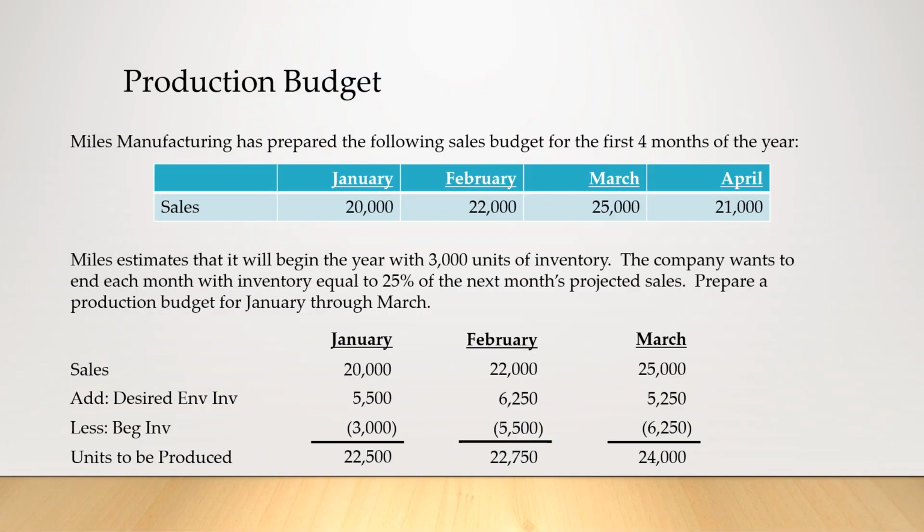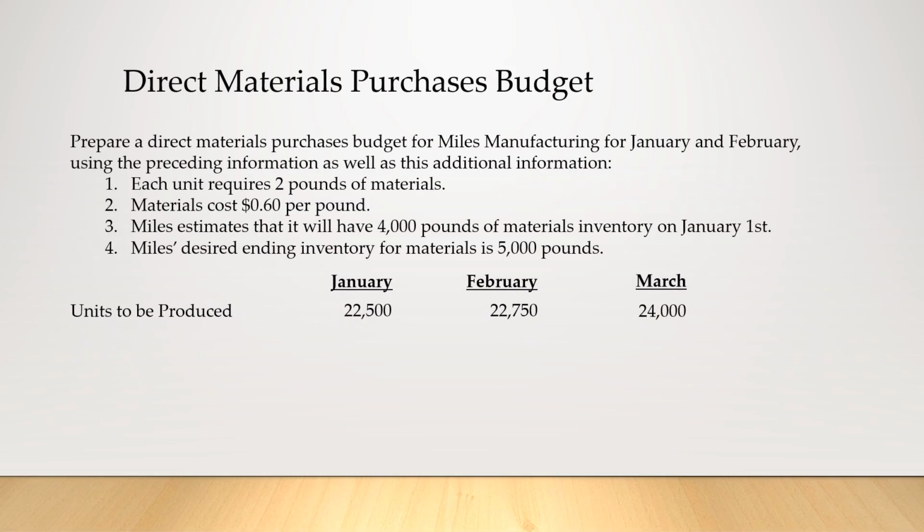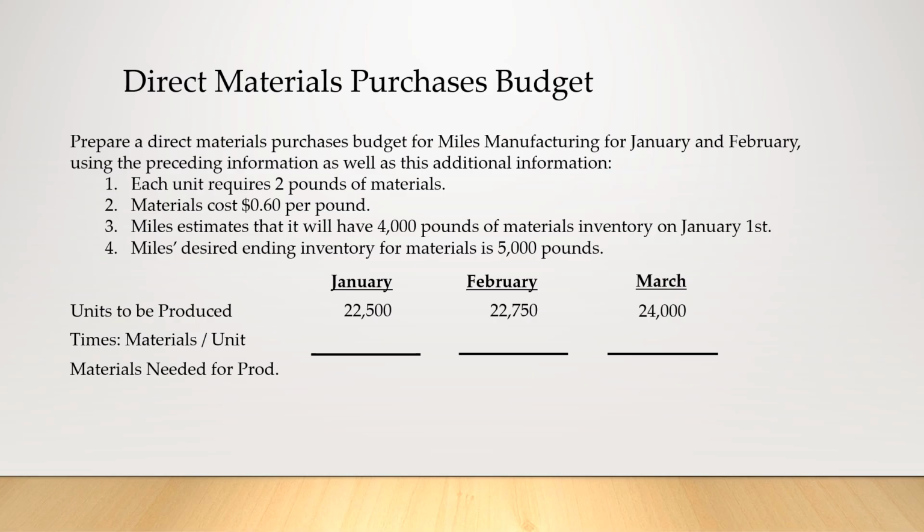To build a materials purchases budget, we need to grab the output of the production budget as the starting point. I realize your workbook only asks for January and February, but I'm going to include March just to emphasize the process. From those units to be produced, we need to determine the quantity of materials needed for production, which we can do by multiplying it by 2 pounds per unit. If you need help visualizing the math for any of these budgets, just use dimensional analysis. We have units produced. To get pounds of material required, we would multiply that number by 2 pounds per unit.